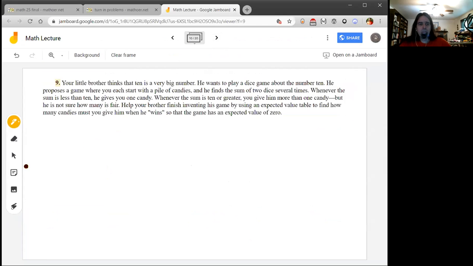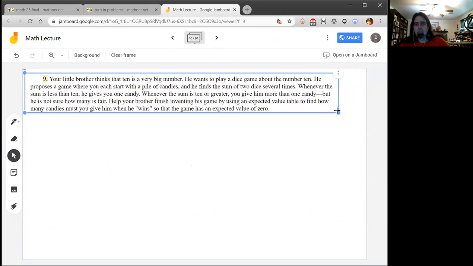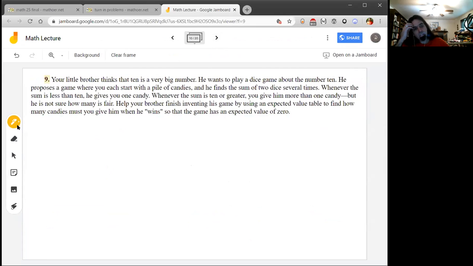So your little brother thinks that 10 is a very big number, and he wants to play a dice game about the number 10, and proposes a game where you each start with a pile of candies, and he finds the sum of 2 dice several times. And if the sum is less than 10, he gives you a candy. And if the sum is 10 or more, then you give him lots of candy. But he's not sure how many makes this fair. So finish inventing the game. So make sure that it's a fair game. The expected value is 0.